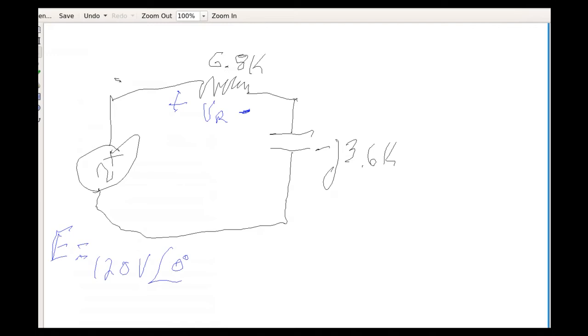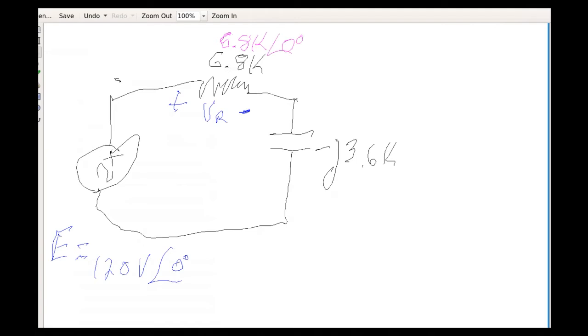Okay, so all right, so now if we come up here, this right here is the resistance. And resistance is basically defined as being at an angle of 0 degrees. So you could rewrite this as 6.8 K at an angle of 0 degrees.